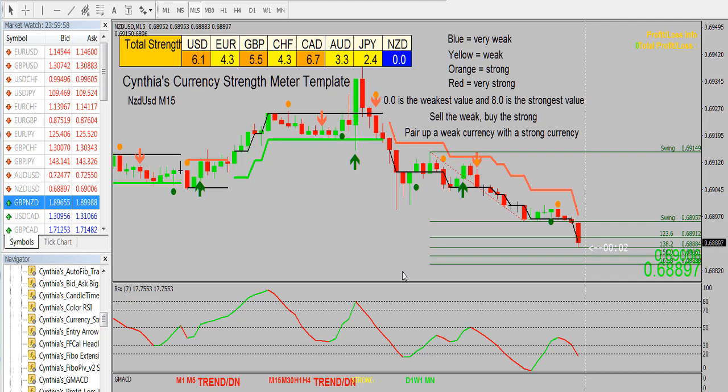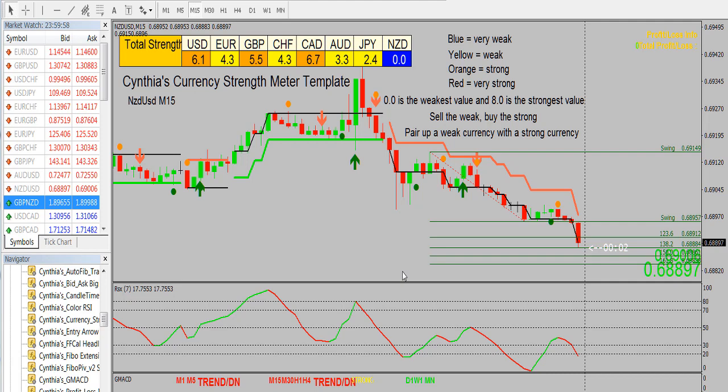Template. And in this video I'm going to explain the reasons why we want to learn how to use a currency strength meter, and I'm going to show you how to use it in hopefully a very simple way. It might seem a little odd at first, but there could be no better way for you to learn how to trade currencies than to learn how to use a currency strength meter.